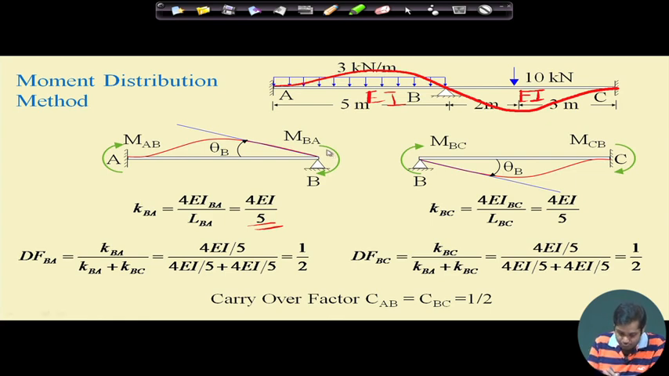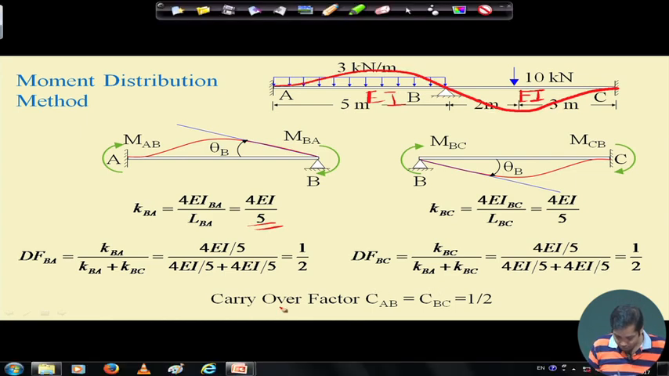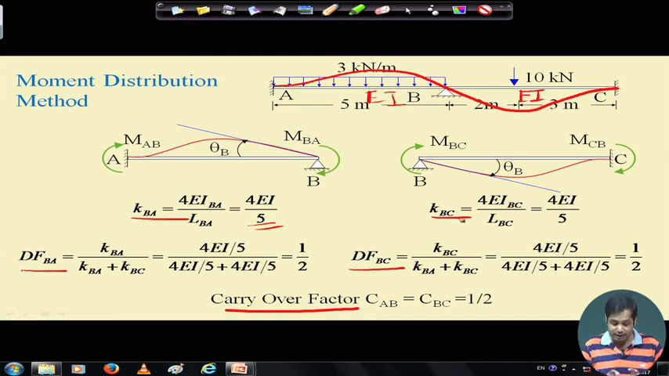The carryover factor is this: if we apply the moment MBA here, the moment generated at the other end is MAB. Similarly, if it is MBC, the moment generated at the other end is MCB. MCB will be half of MBC, and MAB will be half of MBA. That is the carryover factor. We have already discussed carryover factor, distribution factor, and stiffness. As I said, these three are the ingredients of this method, and this is how they are required to use this method.